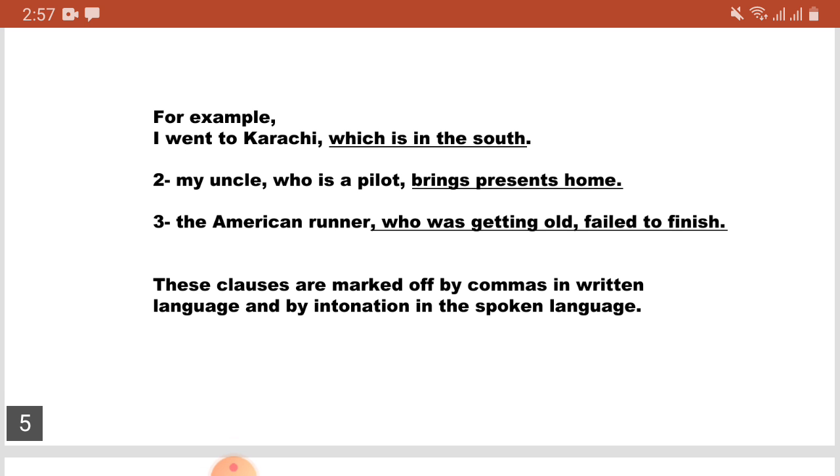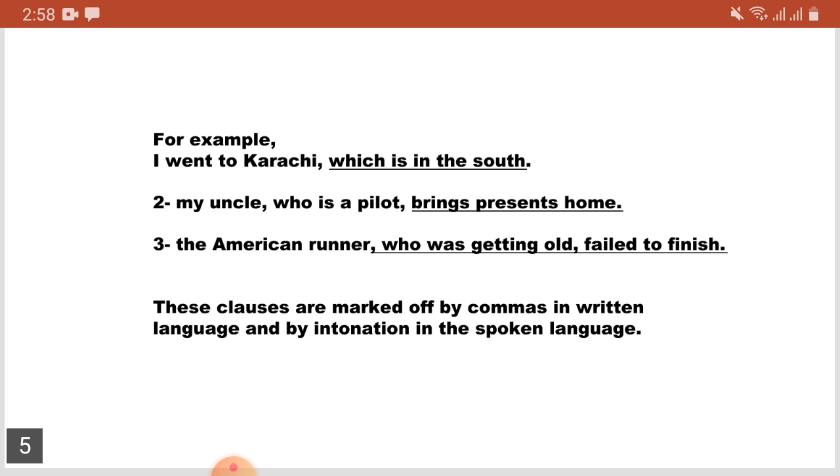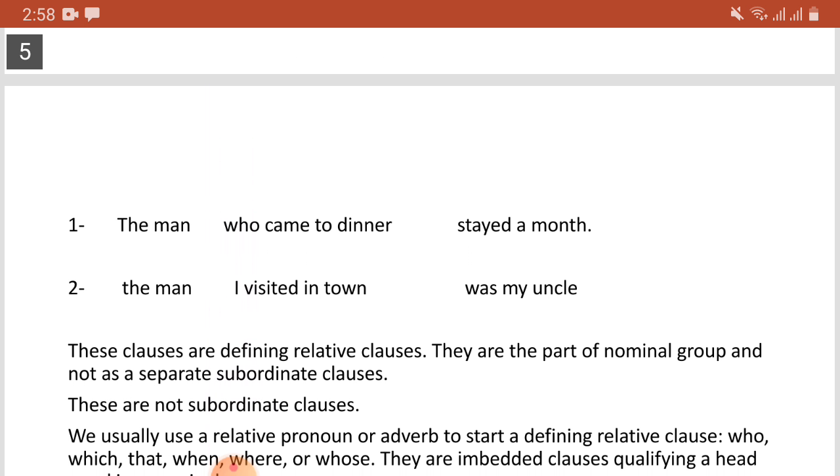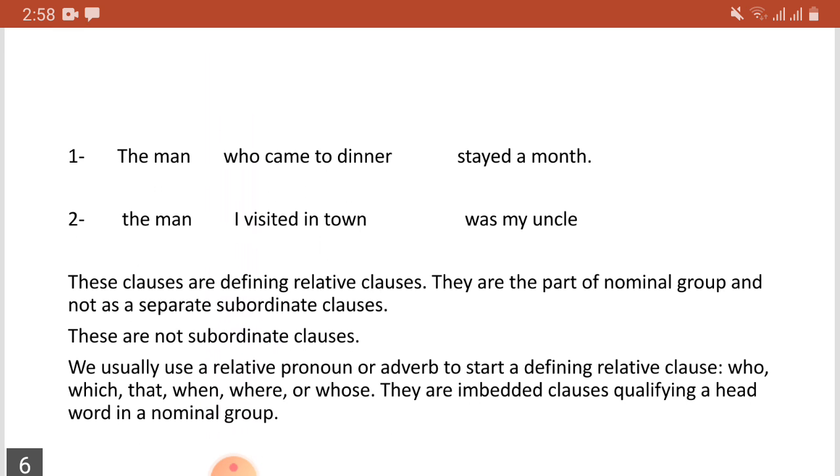So we can show that we are explaining things like that, and we explain the main sentence through our utterance, or through the sentences.